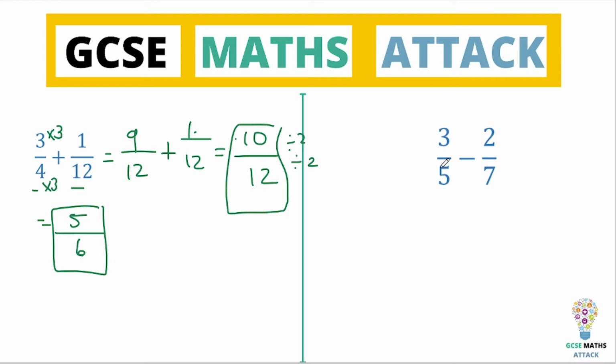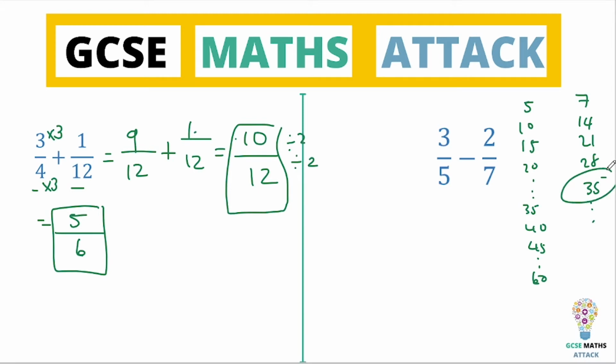Okay, so we've got 3 over 5 minus 2 over 7. Now I could sit here writing down all of the 5 times table. So I can write 5, 10, 15, 20, 25, 30, 35, 40. Okay, and I could sit here and write down the 7 times table. So 7, 14, 21, 28, and 35. Oh, hang on a minute. Both of the denominators can be 35.